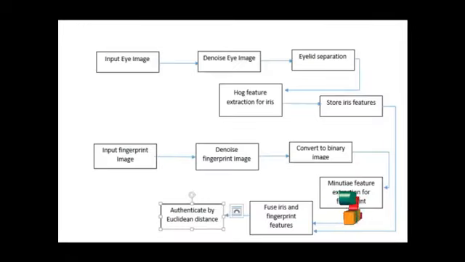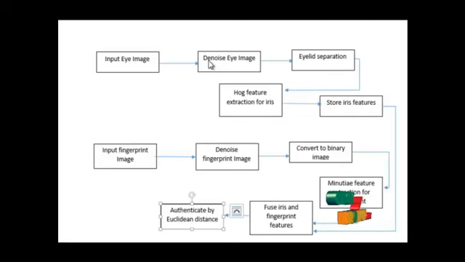Let me show the flow of the project. Fusion of iris and fingerprint biometric for security purpose. Initially, we give the input image as an eye. The eye image then undergoes denoising. The denoising process removes the noisy pixels. For this project, we use a median filter.